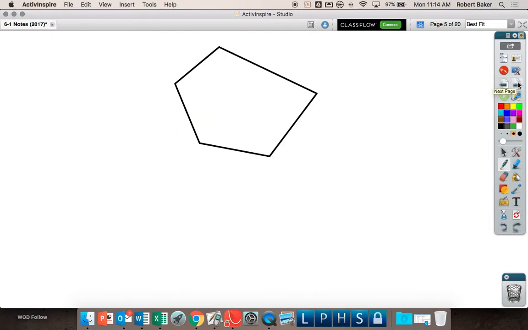All right, what do you call this? It's a pentagon, which has 5 sides. Then how many degrees are inside of this pentagon? 360 plus 180. There are 3 triangles inside of every pentagon. And what's 3 times 180?